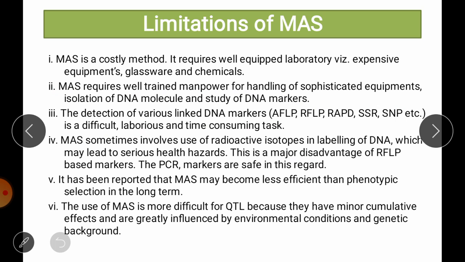The next point is limitations. Marker assisted selection is a costly method because it requires a well-equipped laboratory, expensive chemicals, glasswares, etc. So the cost is more. Next, it requires well-trained manpower for handling of sophisticated equipment, isolation of DNA molecules, etc.